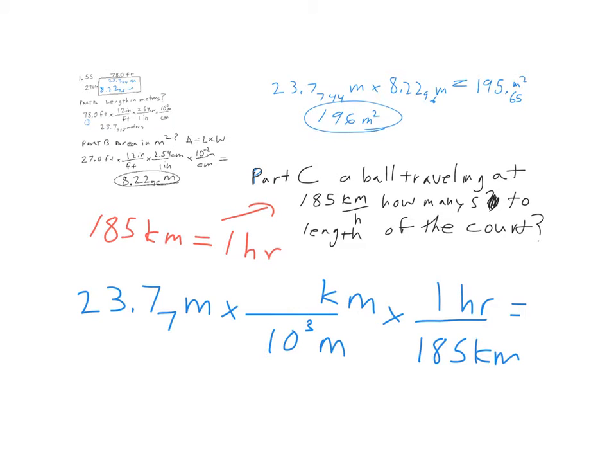And that gives me, oh, I'm not finished yet, am I? I need to go to seconds. So I need to get rid of hours. 1 hour is 3,600 seconds. And that gives me 0.463 seconds.